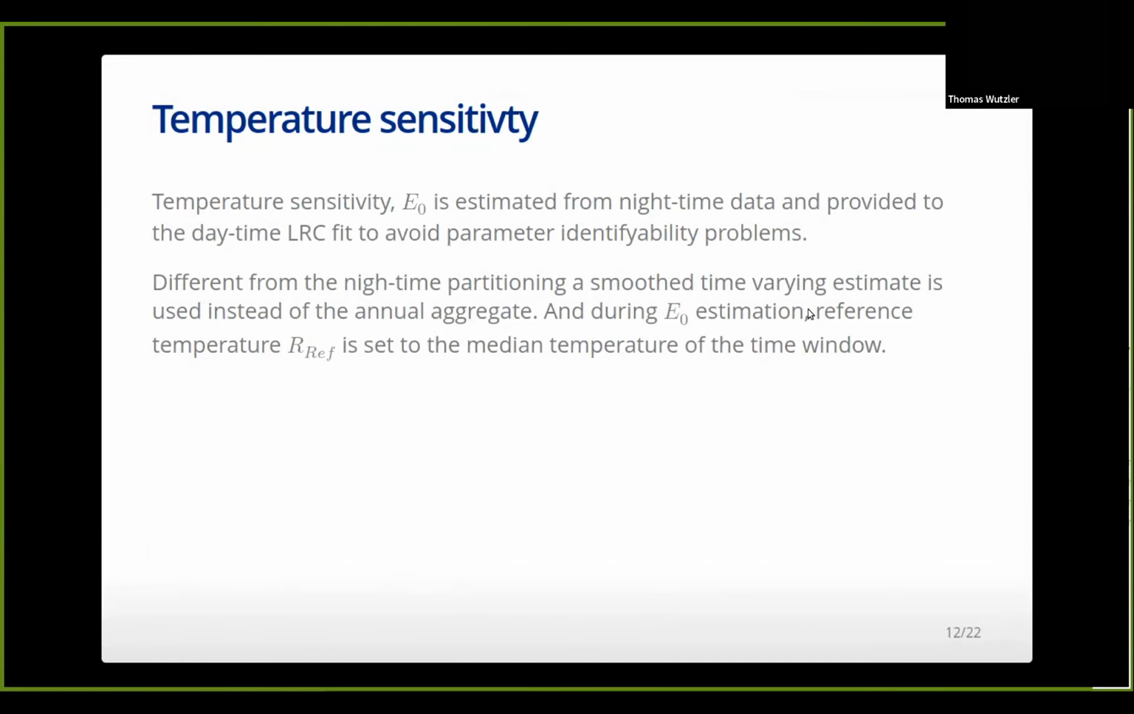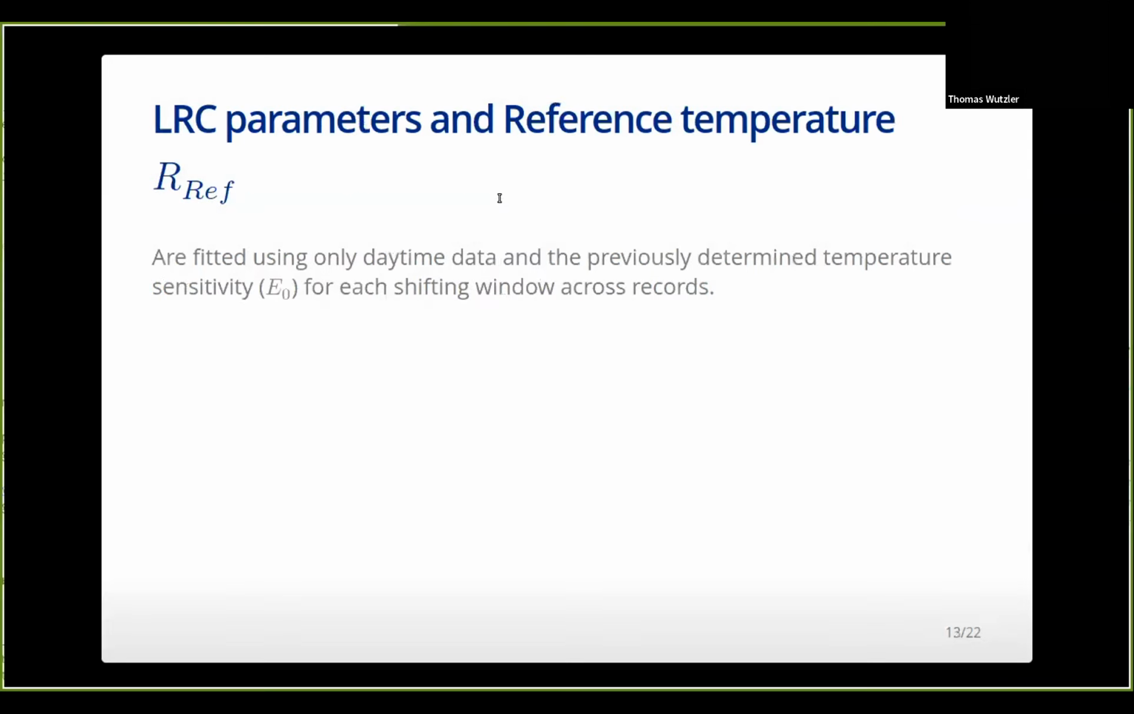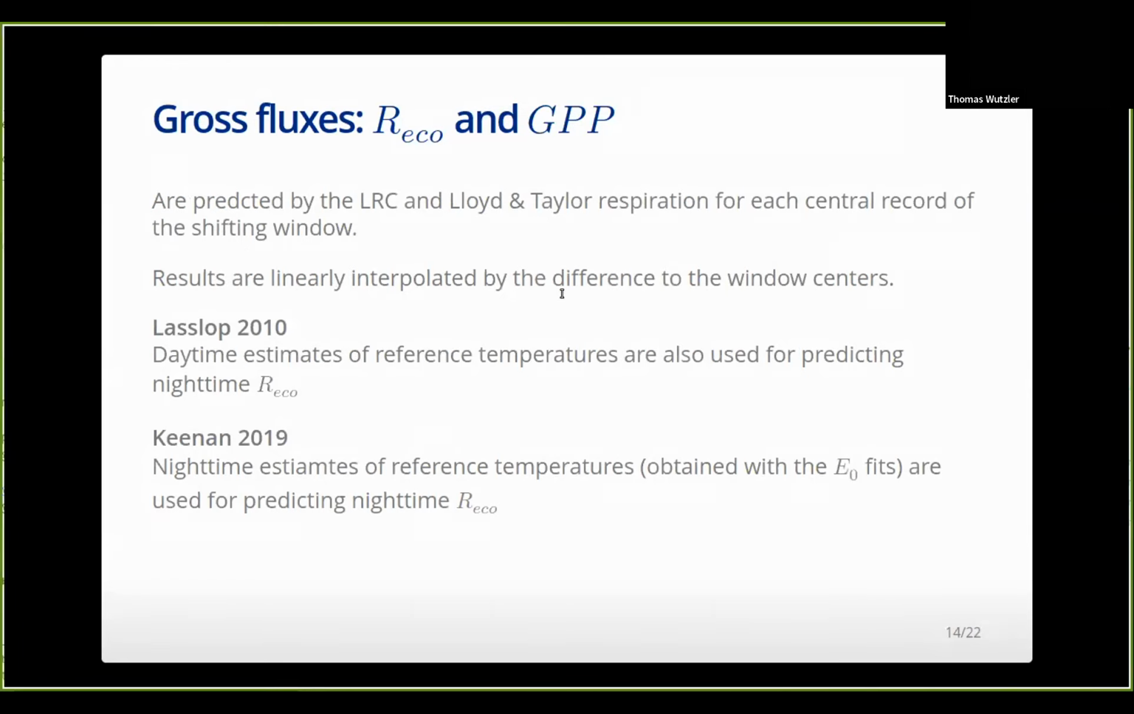The details of estimating this differ slightly between the nighttime and daytime partitioning methods. In the daytime method, E0 can also change over the year. Now these alpha and beta and also RB are not estimated from nighttime data, but from daytime data using the light response curve parameters. So when we predict fluxes across time, we use shifting time windows, and the estimates of the parameters change over time. And because we don't want to do this for each half hour, we do this for several time windows and interpolate in between.